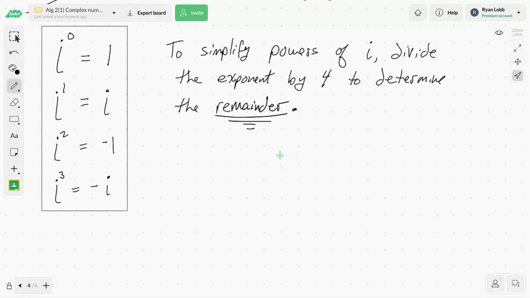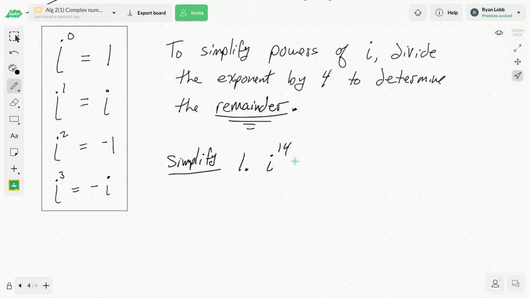Now I'm just going to show you a couple examples here to see what we're talking about. To determine the remainder, and rather than write it in words, I think it gets messy, we're going to look and say, all right, let's simplify some powers of i. Okay, so here's the first one. We're going to say i to the 14th.